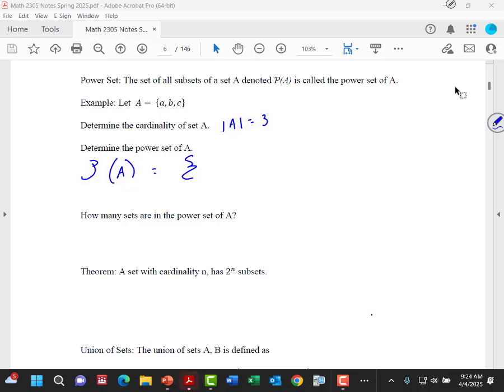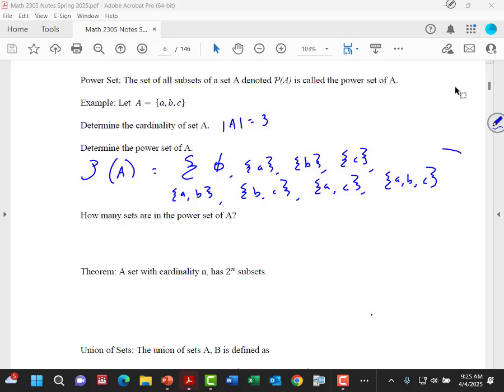So I could have the empty set. I could have the set A, the set B, the set C. Notice all of these are sets with only one element. I could have subsets that include two elements, so A and B, B and C, or A and C. And also, every set is a subset of itself, so I could have the entire set of A, B, C.